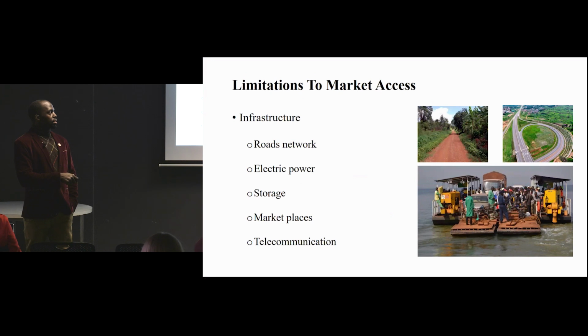Definitely we have some good roads with the help of the Chinese. This is the Entebbe Express Highway running from Kampala to Entebbe International Airport. We have these, but they don't help us. The food is in the villages, and that's where we have these unpaved roads that make it so difficult to transport the produce from the villages to where the markets are.